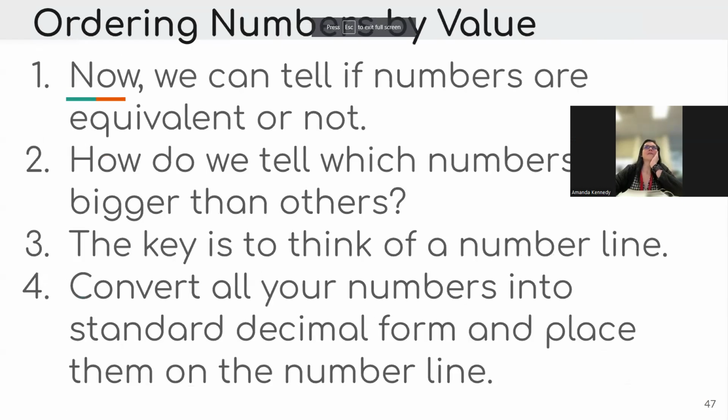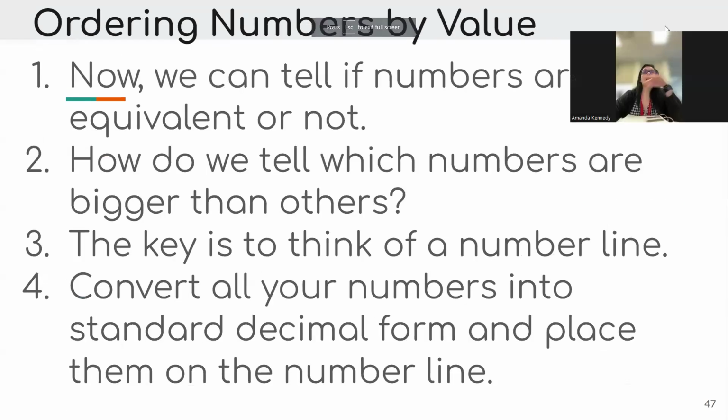Okay. So now we can tell if numbers are equivalent or not, but how do we tell which numbers are bigger than the others? So we're going to do what's called a number line. So you're going to convert all of them into standard decimal form, and you're going to place them on a number line. So decimal form is kind of like when you look at money, like the pennies and cents at the end, that's just decimal form.